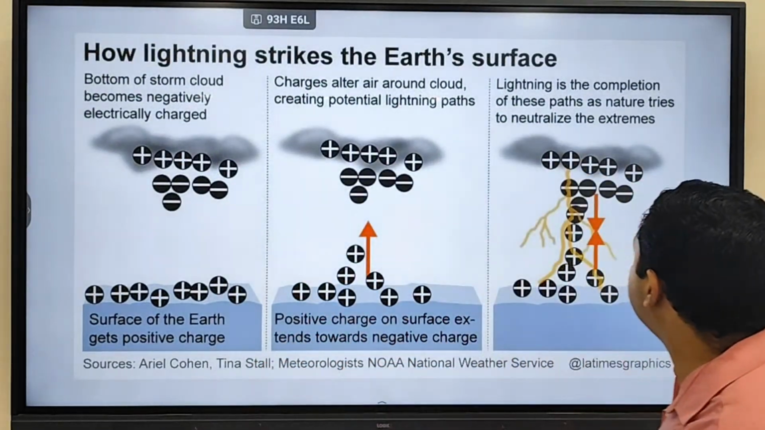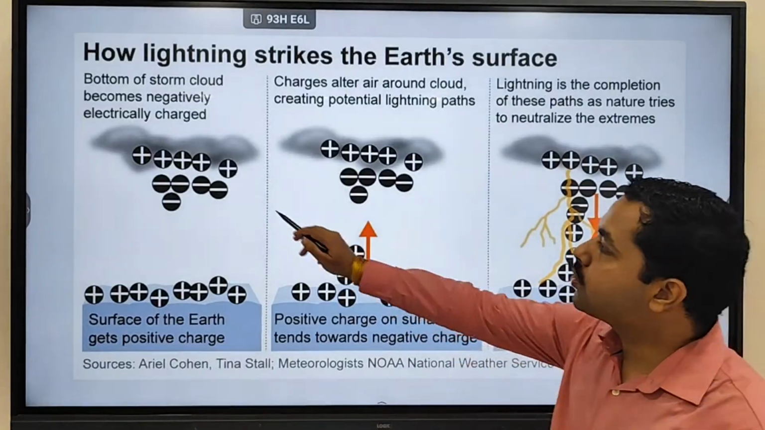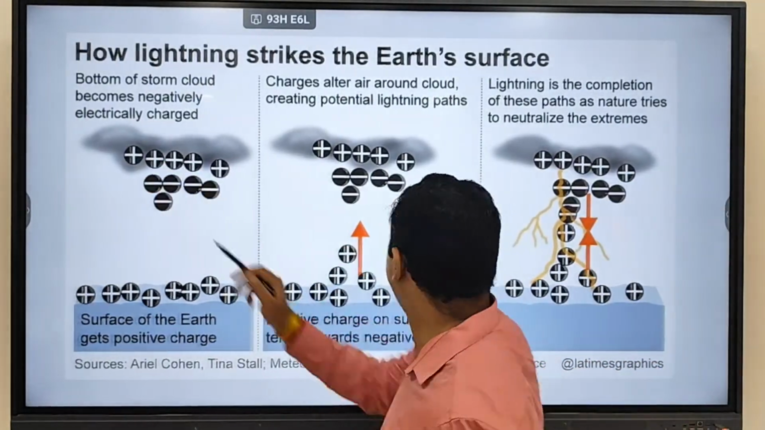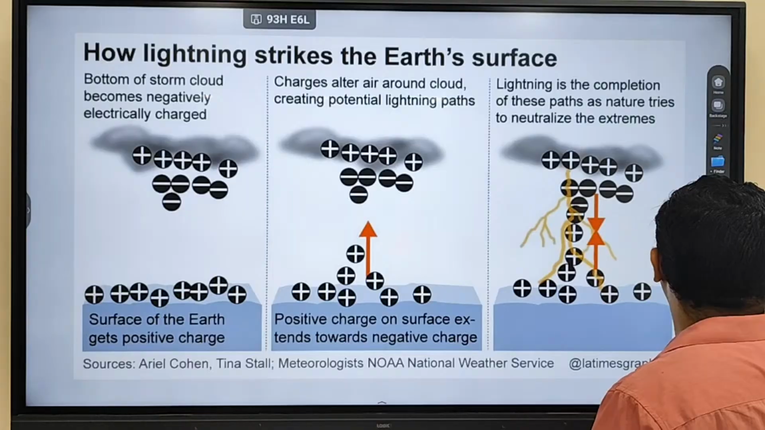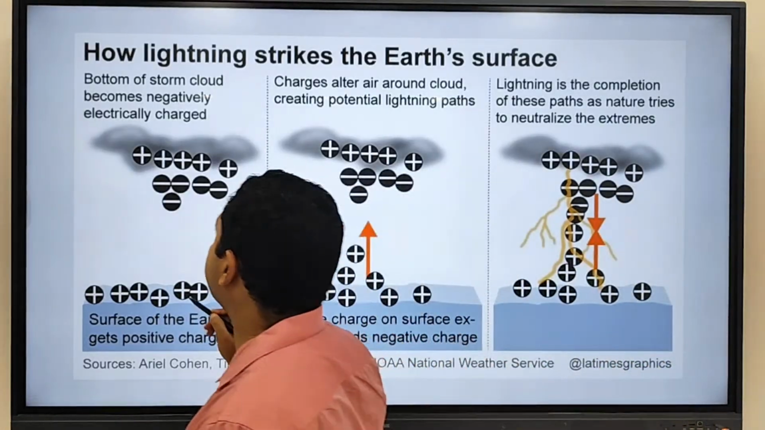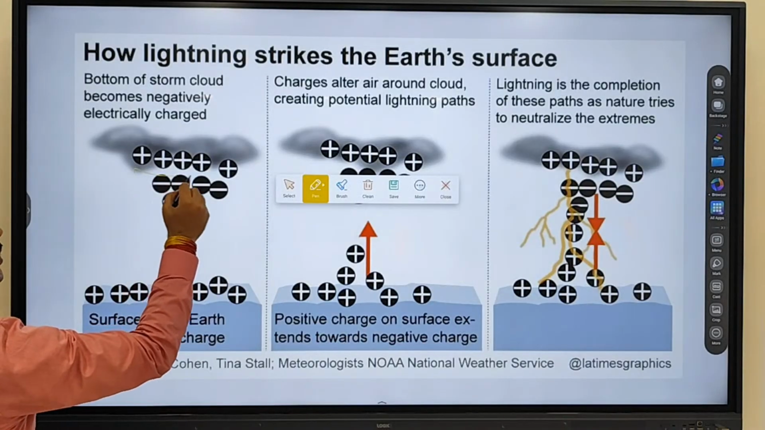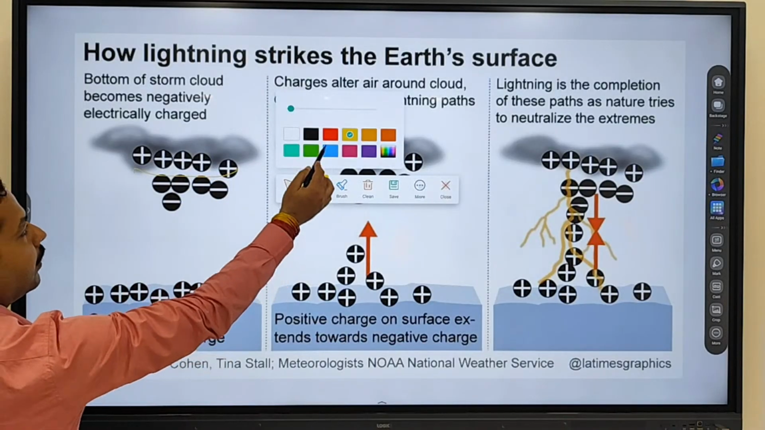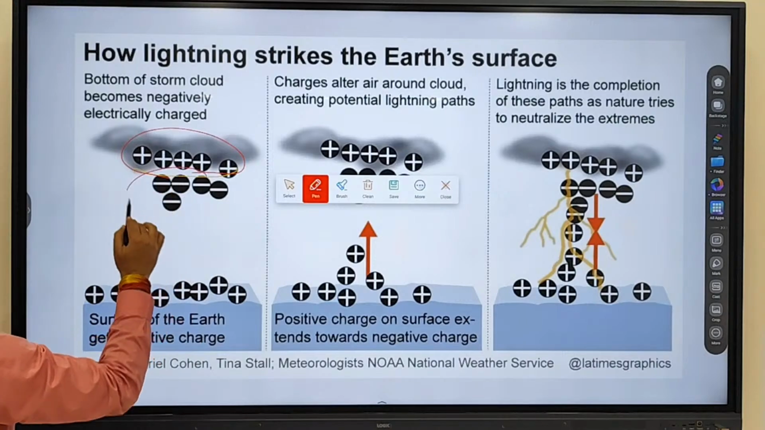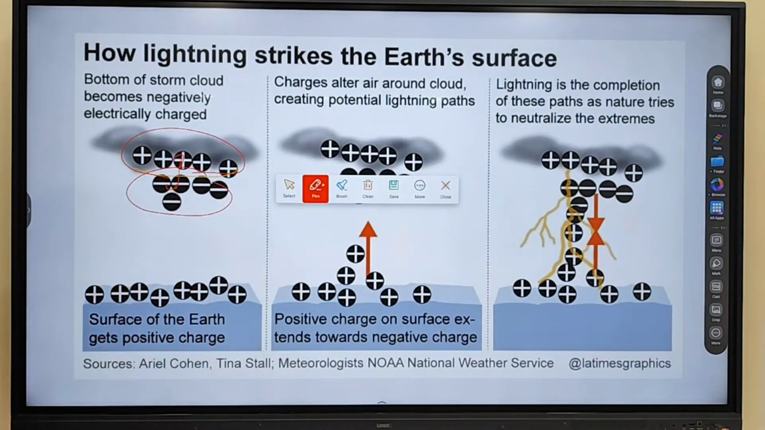Now you will see this scenario. One is positive charges. Positive charges are going to develop, and you'll also see negative charges are going to be developed. When this positive and negative attract each other, what will happen? Lightning is going to be generated in the atmosphere.